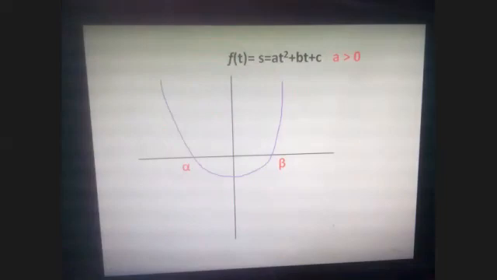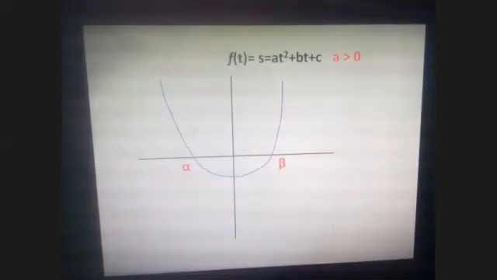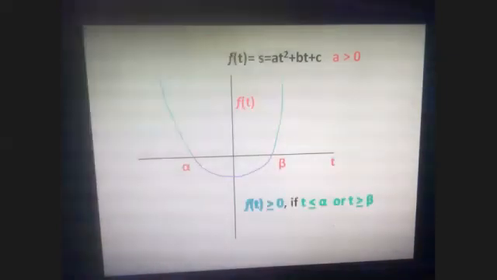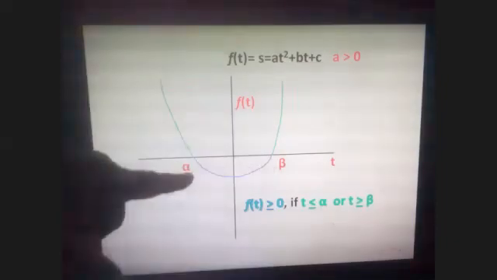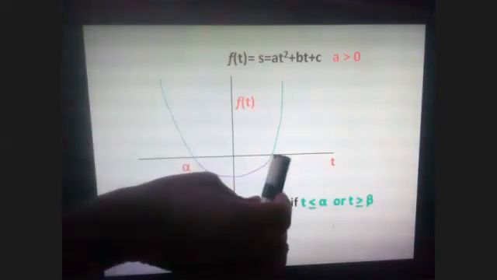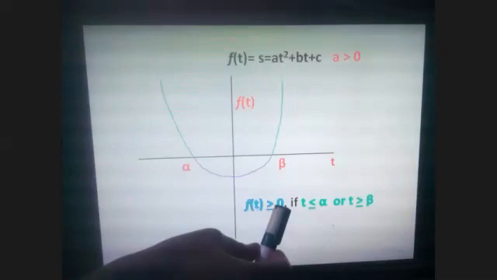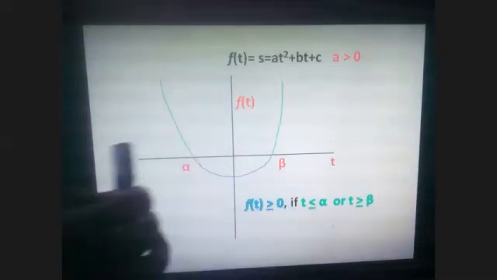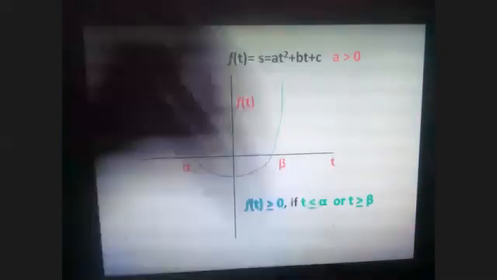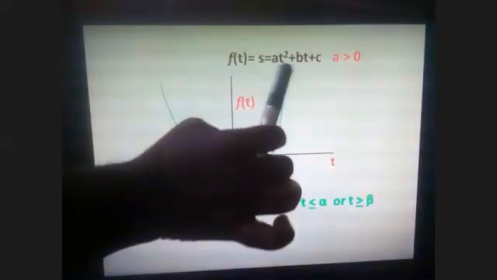Now, for which values of the variable t is f(t) more than 0? More than 0 means it is above the x-axis. When is it above the x-axis? If alpha and beta are the roots, it is above the x-axis either when t is less than alpha, or when t is more than beta. f(t) is more than or equal to 0 if t is less than or equal to alpha, or t is more than or equal to beta. Be careful, all this happens when the coefficient of the quadratic term is positive.